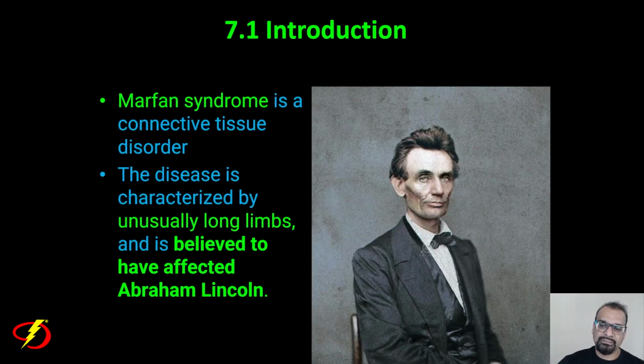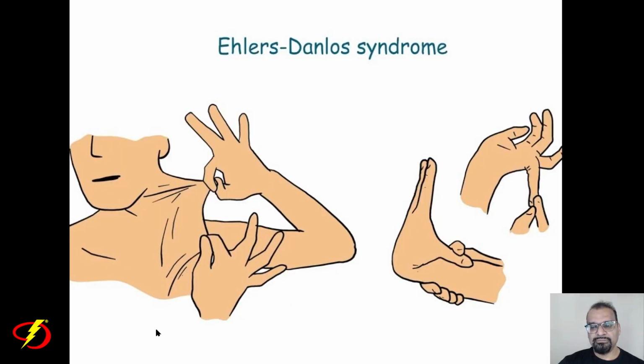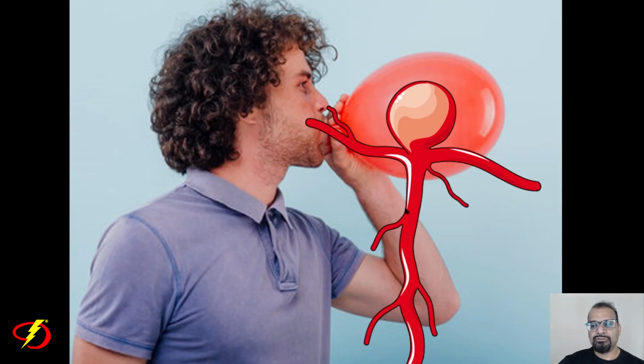Now, Marfan syndrome is a connective tissue disorder characterized by unusually long limbs, and it was believed to have affected Abraham Lincoln. Ehlers-Danlos syndrome is characterized by stretchy skin and very loose ligaments and joints. But in either case, when we're talking about the formation of brain aneurysms and the associated conditions, we're really talking about a weakening in the arterial wall that will enlarge into an aneurysm, just like blowing up this balloon.